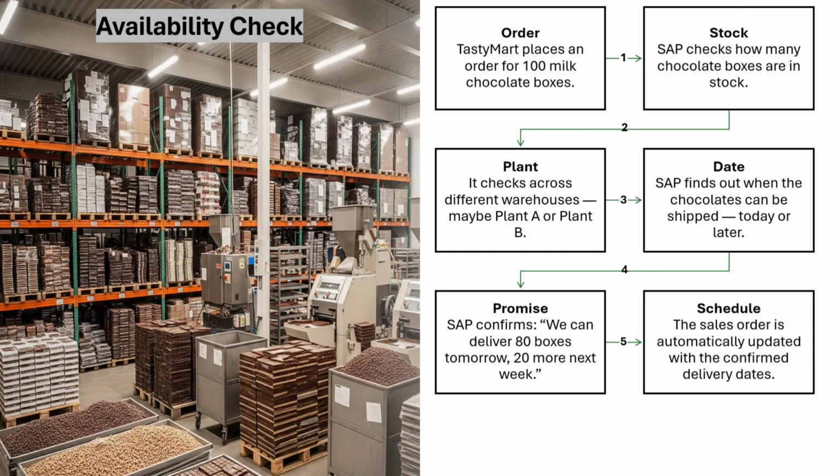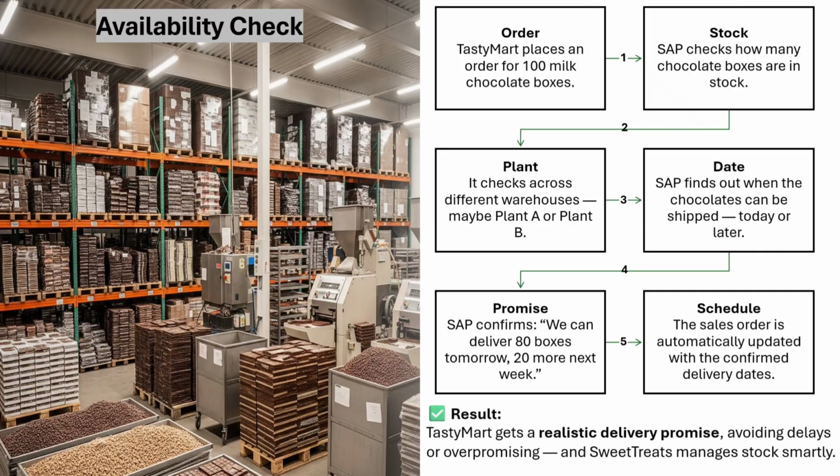In the background, SAP checks if the requested quantity of chocolate boxes is available, and it looks across the storage locations and plans to confirm if and when the 100 boxes can be delivered. TastyMart gets a realistic delivery promise, and SweetTreats Limited avoids overcommitting. To summarize, TastyMart gets a realistic delivery promise, avoiding any delays or overpromising, and SweetTreats manages stock better.